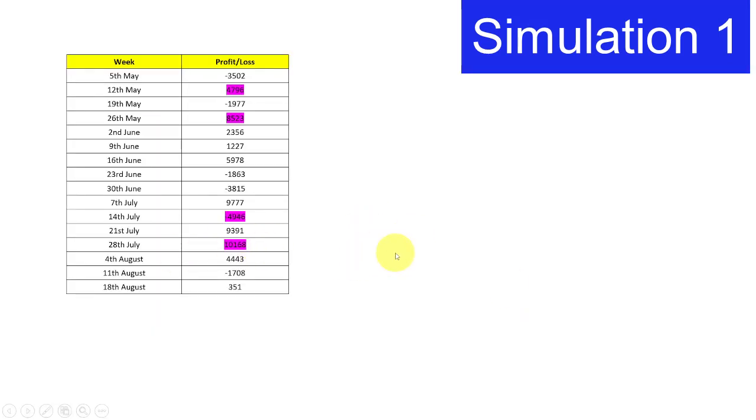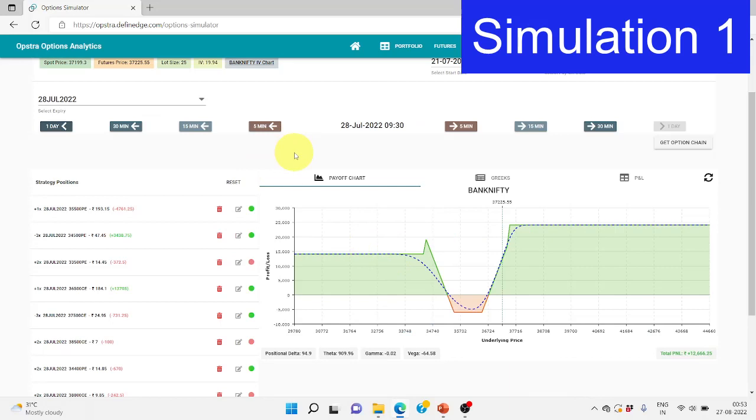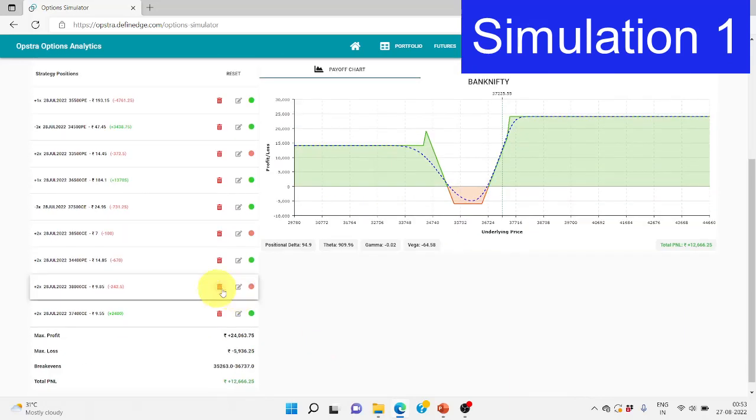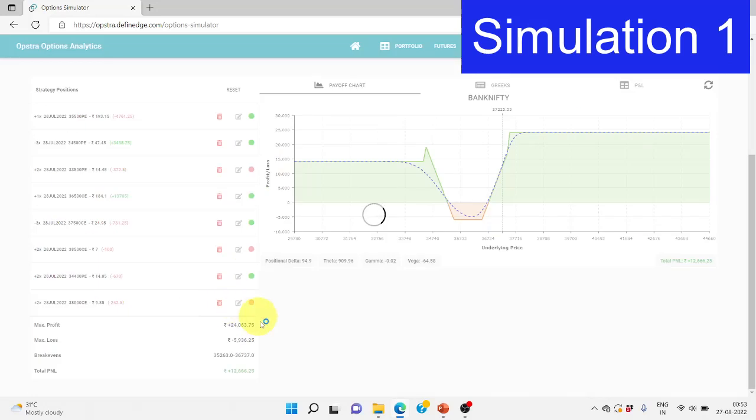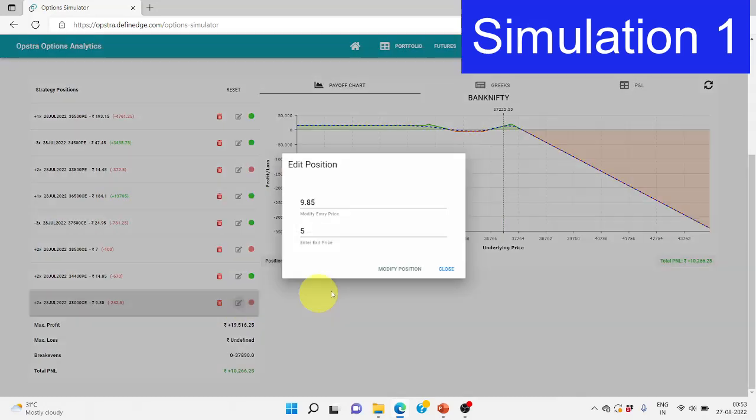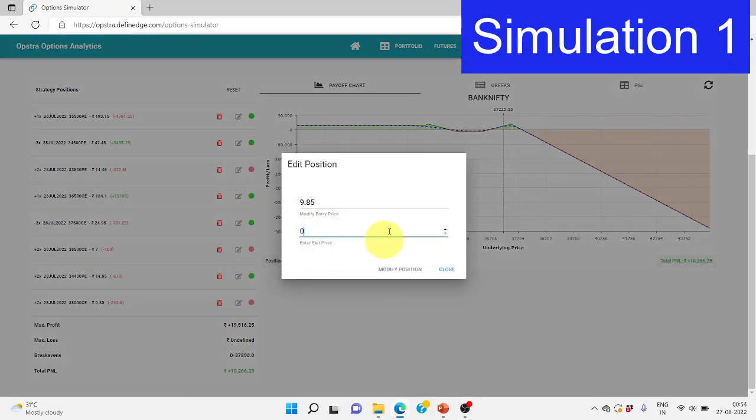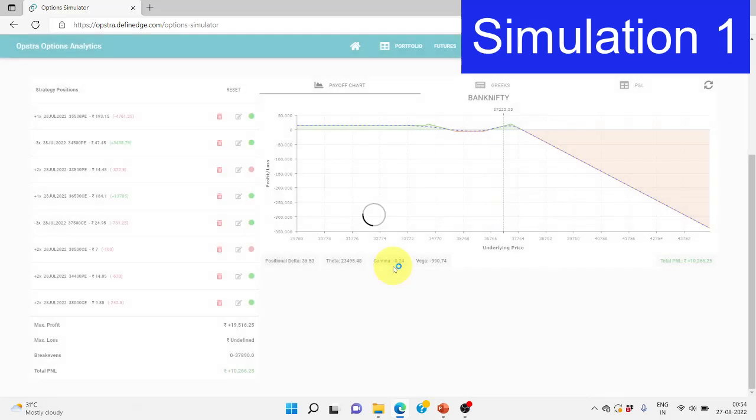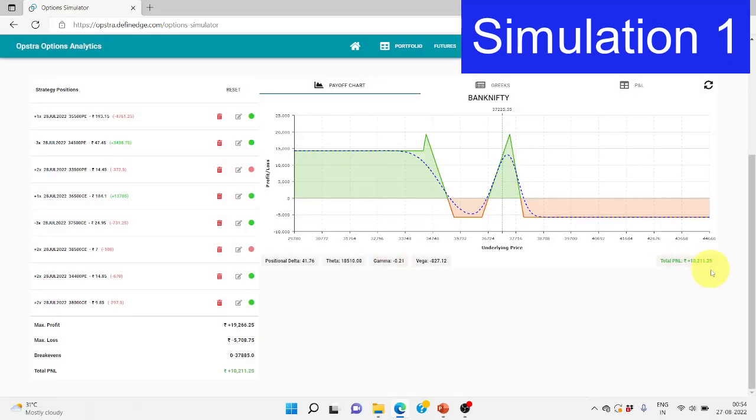Actually, I've given only 10,168. The reason was that I have not executed this trade. See, I didn't do the second adjustment. Let me show you what it would have been if I didn't do the second adjustment. We have not executed this trade. If so, then we would have ended on 3,200, which is what I have given in this chart.